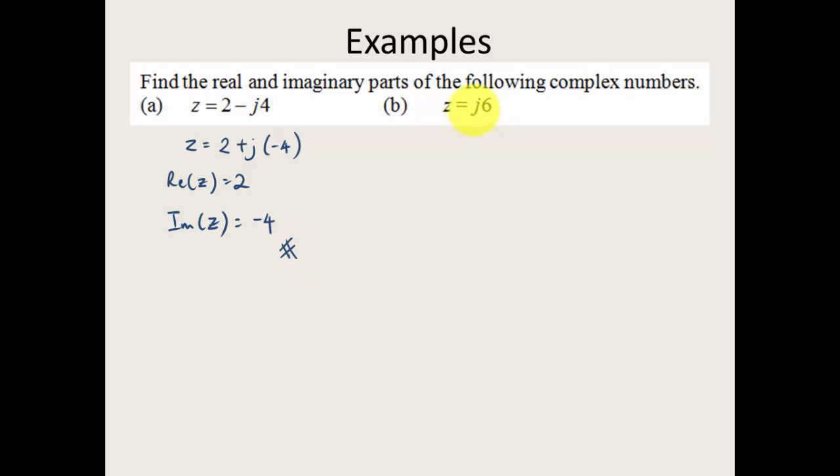Let's look at b. b is given as z equals to j6. So what is the real part of z? Notice that z has only one term, and that one term contains a j. Hence, it has no real part. The real part is 0. What about the imaginary part? The imaginary part is 6, because 6 is the coefficient of the term that comes with a j. This is my final answer.